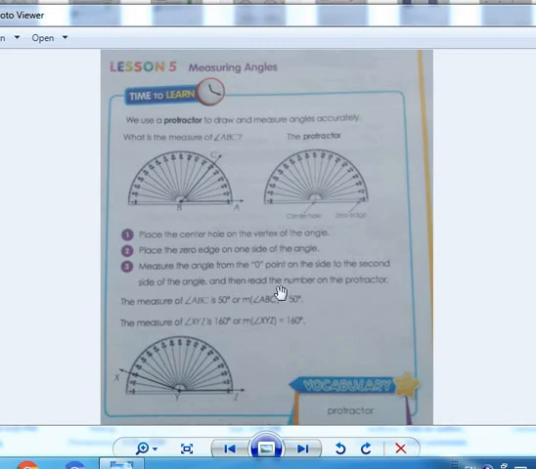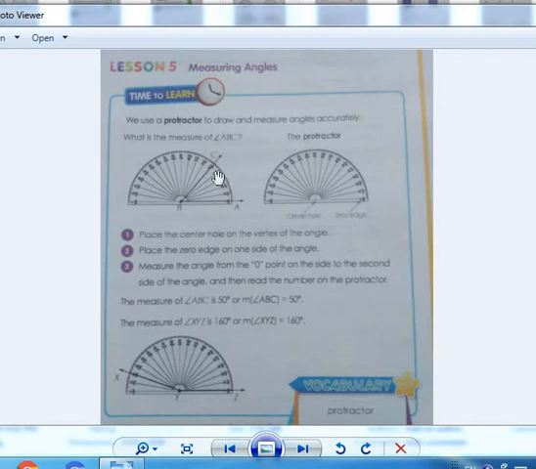Measure the angle from the zero point on the side to the second side of the angle. Okay, and then read here. Can you see it? Read here the number. Read the number on what? On the protractor, of course.